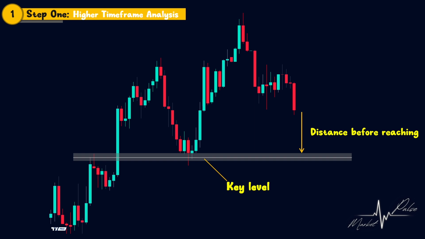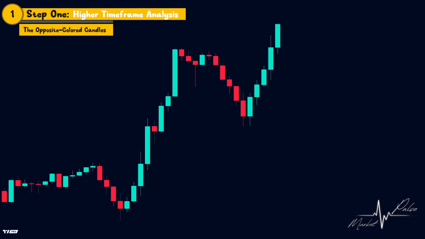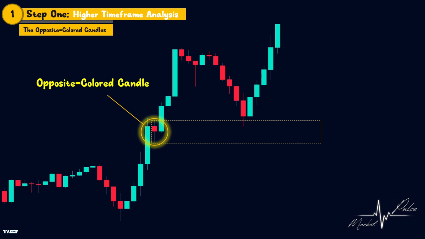These key levels have specific characteristics. Here are some top criteria based on price action. The opposite-colored candles. If you examine the trading chart, you'll notice that an opposite-colored candle within an impulsive move often acts as strong support or resistance.